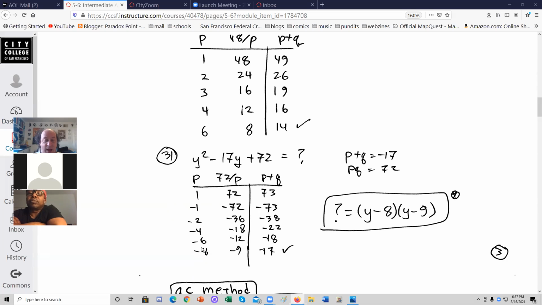7 doesn't work. 5 didn't work. 3 didn't work. But let's try 8. 8 works. 72 over negative 8 is negative 9. The sum is negative 17. Bingo. So this factors into y minus 8 times y minus 9.